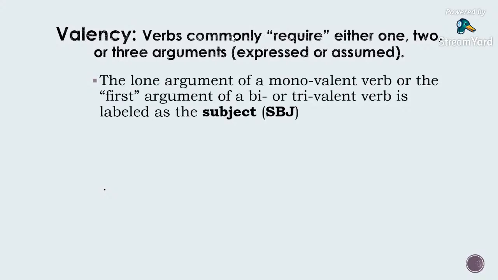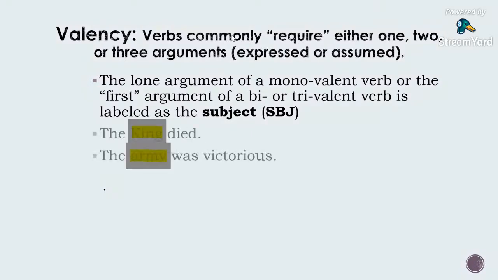The lone argument of a monovalent verb, or the first argument of those who take 2 or 3 valencies, is labeled as the subject. So just plain SBJ. We're used to seeing this as the subject of any verb, right? That's not usually a problem.